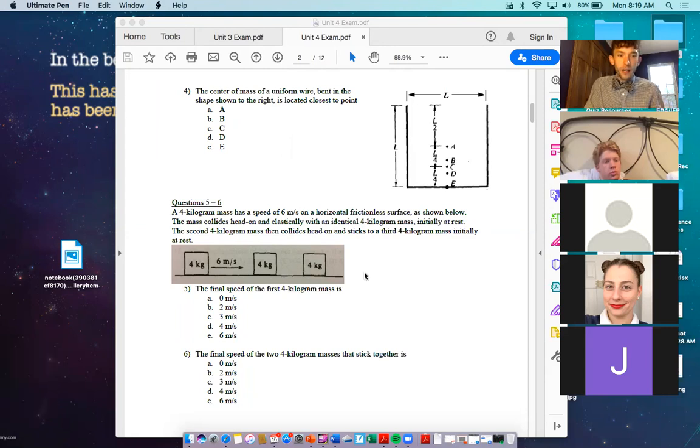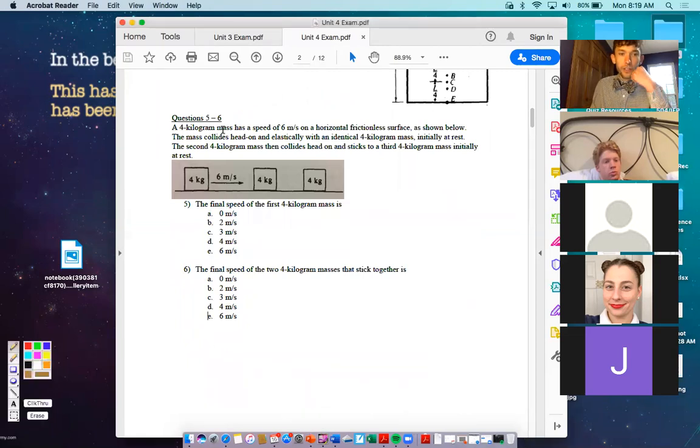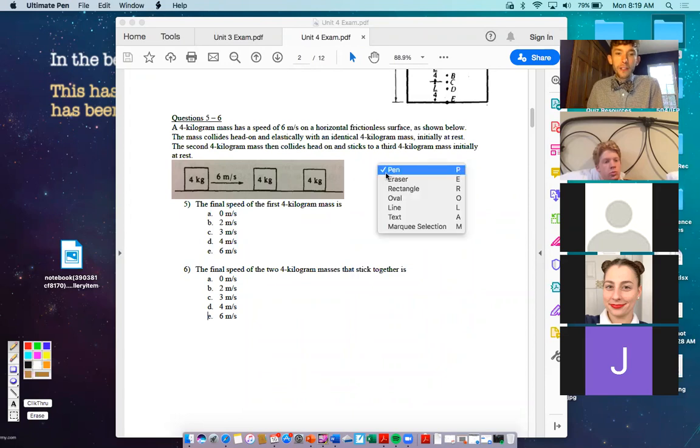Okay. Question 5 and 6 here. This required a little bit of careful reading because we have 2 different collisions going on. So let's read the question carefully. A 4 kilogram mass has a speed of 6 meters per second. There's no friction, so there's no impulse. It collides head-on and elastically, so that means energy is perfectly conserved, with an identical 4 kilogram mass initially at rest. And then this one collides perfectly inelastically with the third one. So this first question wants to know, what is the final speed of this first 4 kilogram mass?